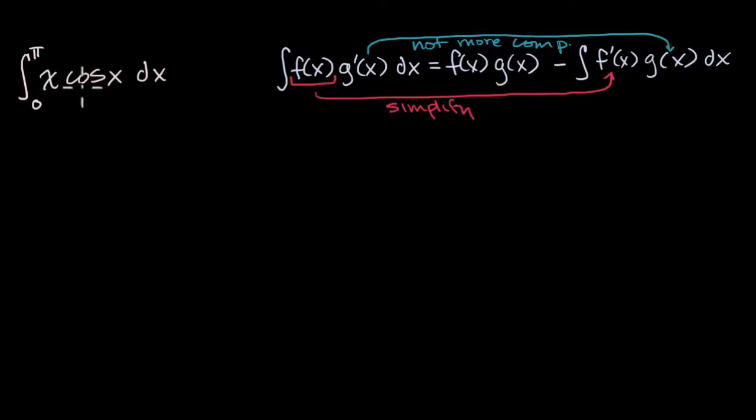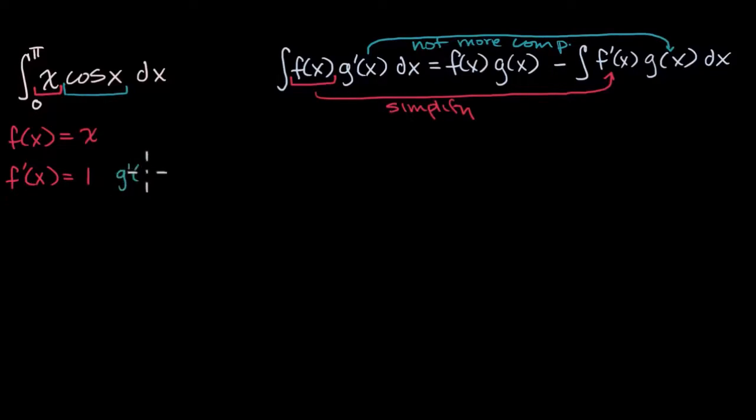Between x and cosine of x, which one gets more simple when I take its derivative? Well, the derivative of x is just 1. So I'm going to make that my f of x. So my f of x, I will say is x, in which case f prime of x is going to be equal to 1. And then what would my g prime of x be? Well, my g prime of x, cosine of x, if I take its antiderivative, it doesn't get more complicated. The antiderivative of cosine of x is sine of x. So let me make that my g prime of x.